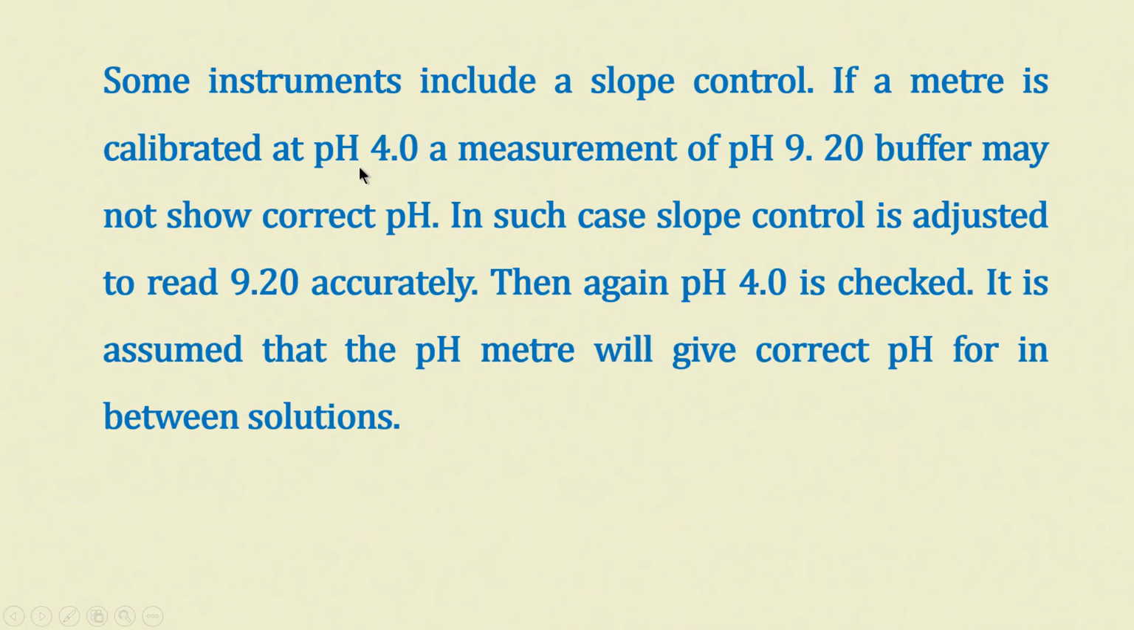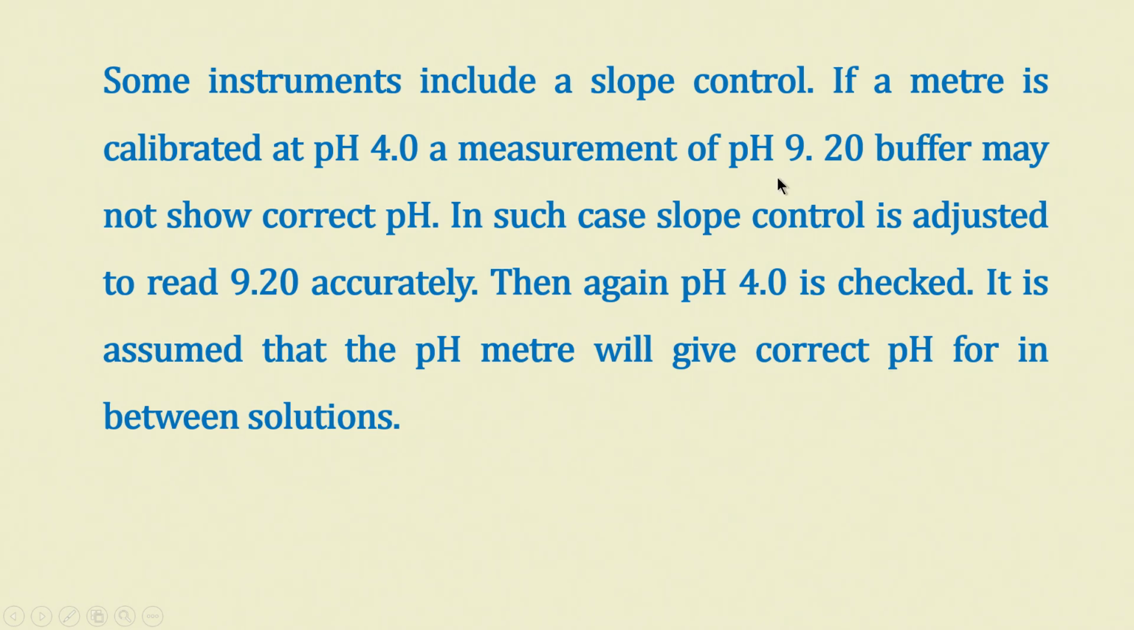What should be the pH of the buffer which we want to use for standardization? We need to use a pH 4 buffer, that is potassium hydrogen phthalate. Potassium hydrogen phthalate is a standard material. It is available in the market as small tablets, which you can dissolve in 100 ml and use as a standard buffer.